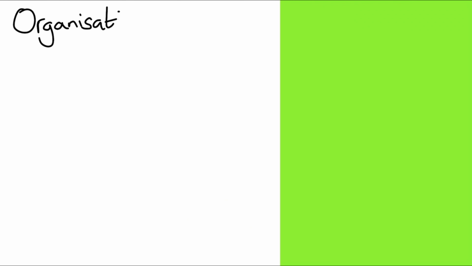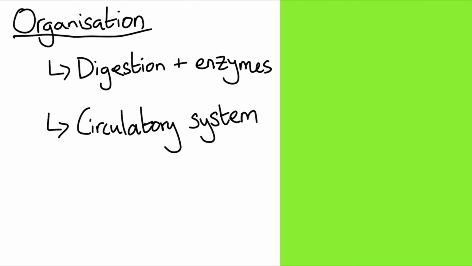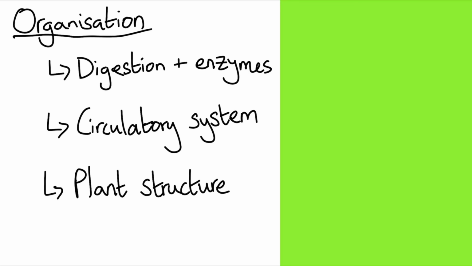The next unit you normally study is organisation. This is basically about how living things are, as the title says, organised. Things like cells, tissues, organs, etc. The main parts you cover though are digestion and enzymes, the circulatory system, and plant structure. But the most important part again of this module, I would say, is the stuff about enzymes.